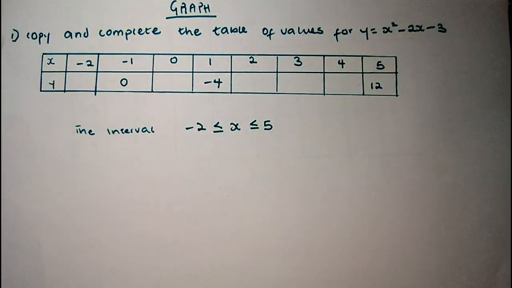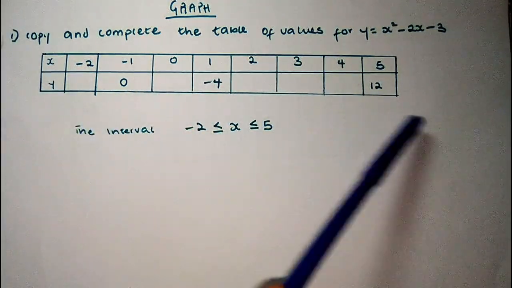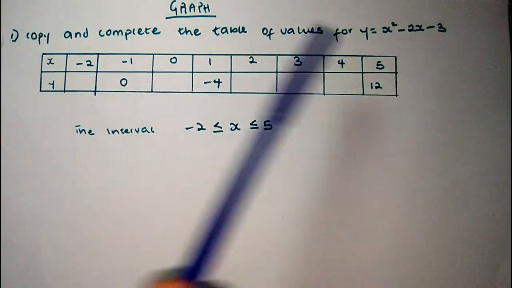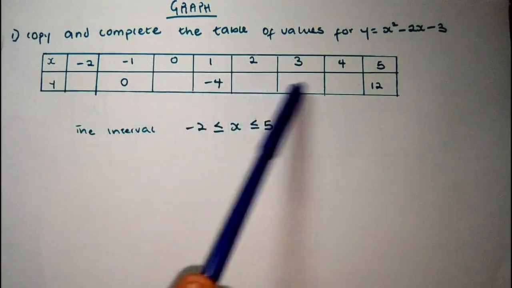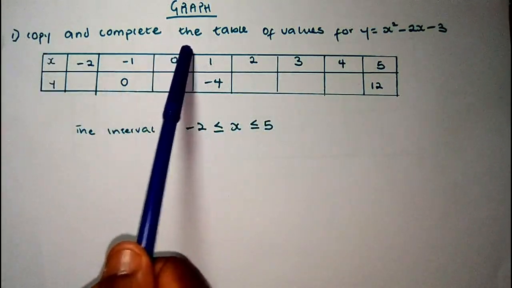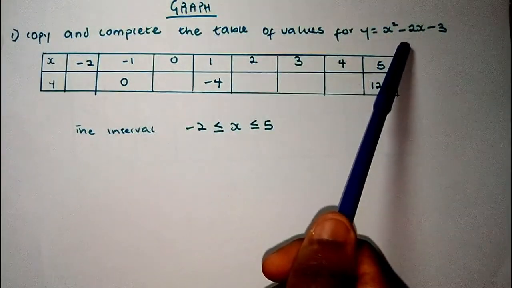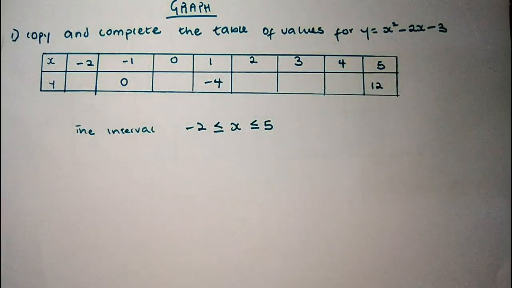Okay, so this is a 2016 NECO question, and if you notice, it's actually almost complete, just some boxes left. So the question is: copy and complete the table of values for y equals x squared minus 2x minus 3. Now, what we're going to do is make the table a little bigger.